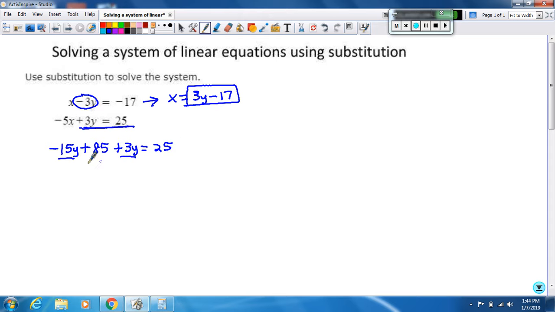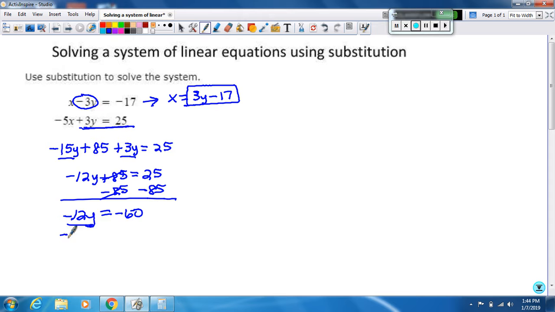Okay, well I can put my y's together because a negative 15 and a positive 3 is a negative 12. So I get negative 12y plus 85 equals 25. I'm going to subtract 85 from both sides because I'm solving for y. Negative 12y, opposites cancel, equals 25 take away 85 is a negative 60. Divide both sides by negative 12. Top cancels with bottom. Y equals the top negative cancels to the bottom negative. 60 divided by 12 is 5.